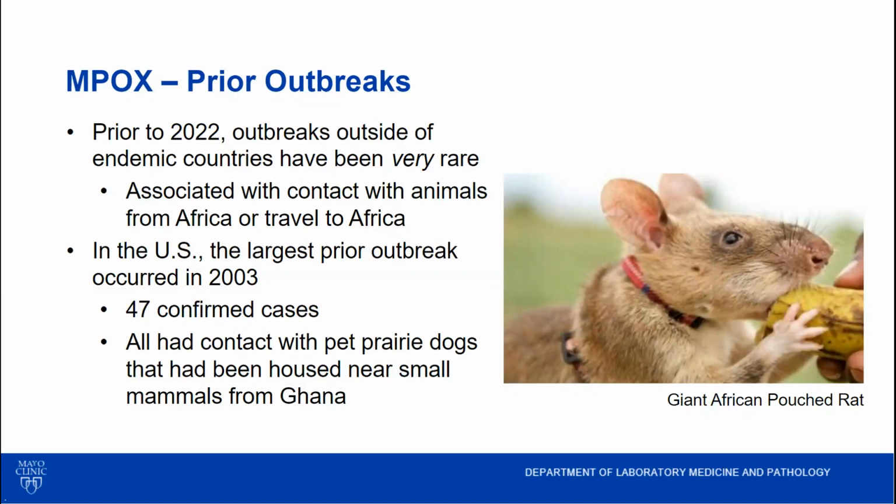And the animals were the giant African pouched rat, which you can see on the right-hand side of your slide. And what was determined to be the case was that the giant African pouched rat had been infected with MPOX virus and then infected the prairie dogs, which were then purchased and taken home as pets, and they then caused crossover infection into the human population.